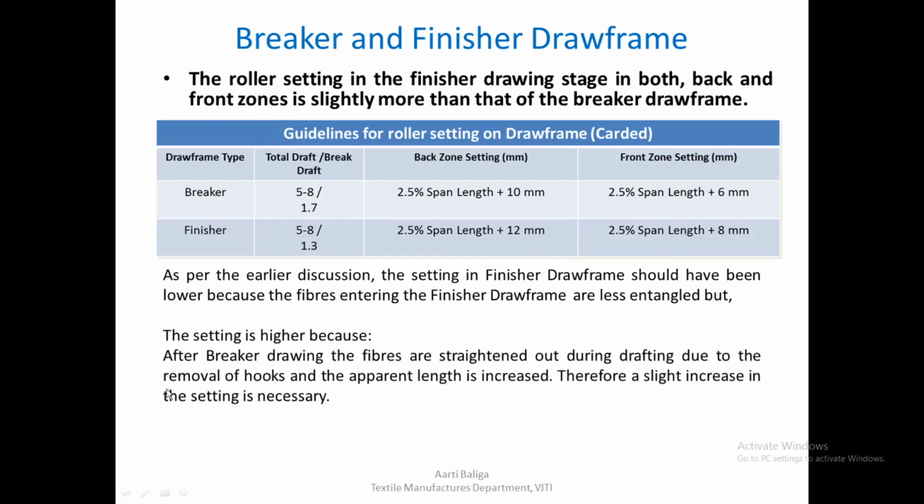The setting is higher because after breaker draw frame, there's another phenomenon that is happening, and that is straightening out of the fibers. So the apparent length that we have earlier discussed, or rather the hooked fibers, are opened out in breaker draw frame, and such fibers will have higher length by the time it comes to the finisher draw frame. So this is one reason why we have to increase the setting in the finisher.